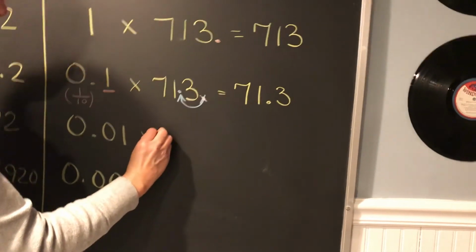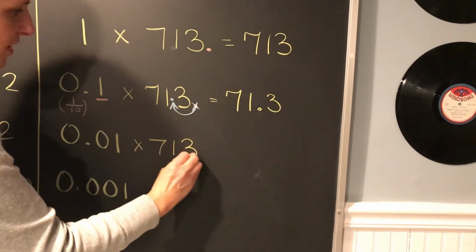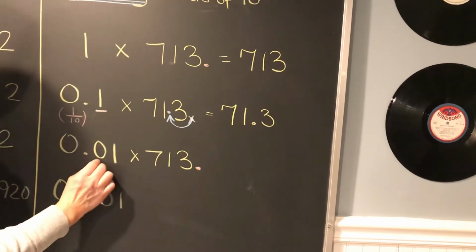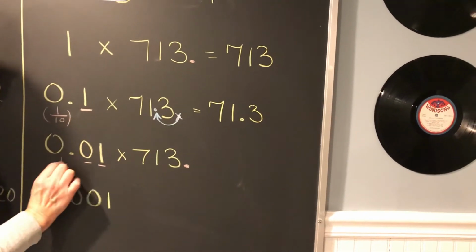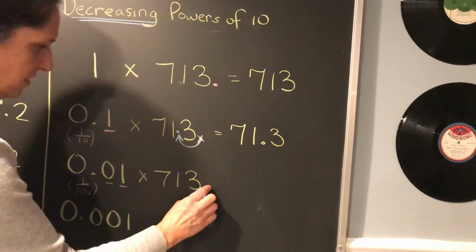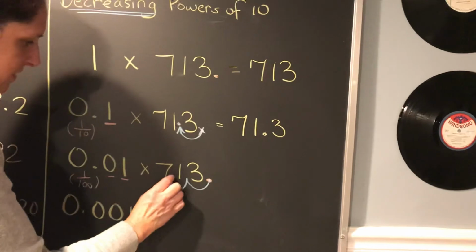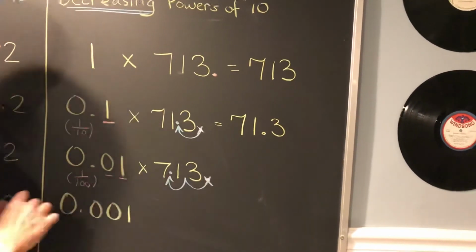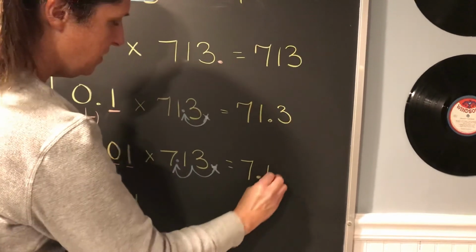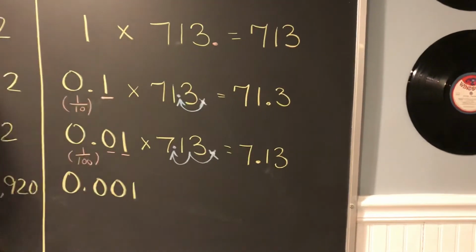Same thinking times 1/100th. Your decimal point, you're going to travel it two places to the left. So I'm going to take it and go once, twice, and land between the 7 and the 1. Your answer is 7 13/100. So you see how they're getting smaller.